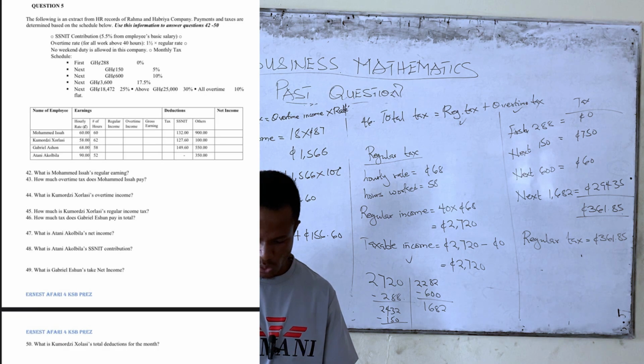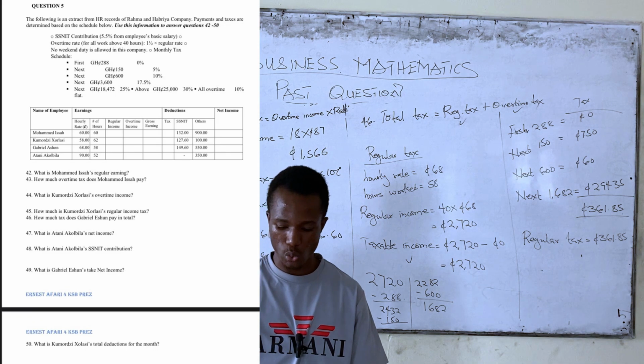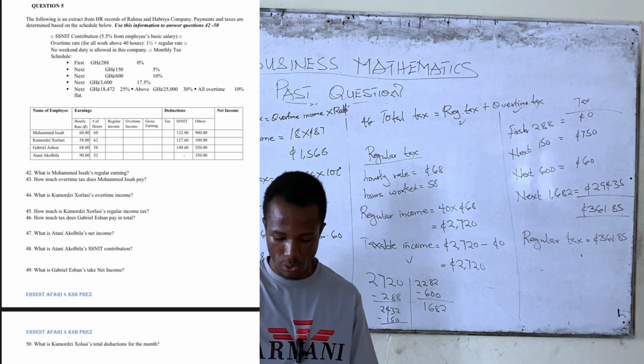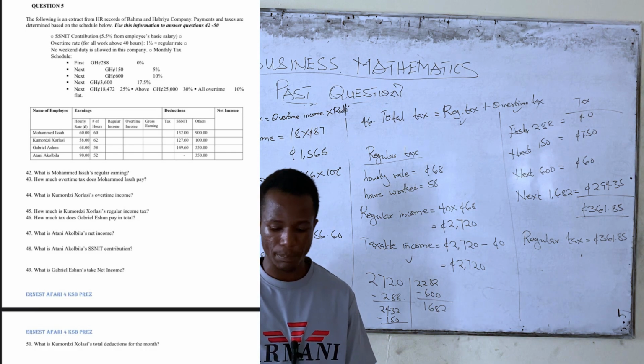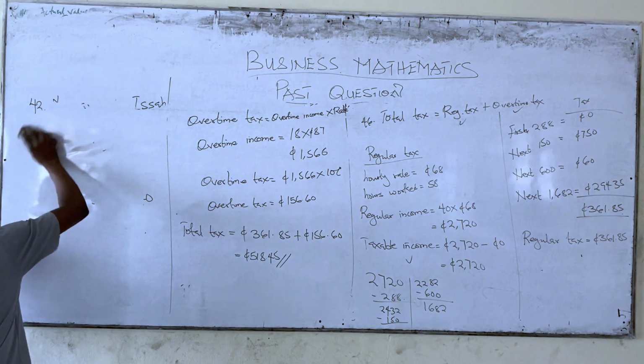Now let's check. Do we have anything about Gabriel again? Yes, we do. That is question number 49. So let's skip to question number 49. So question number 49, we are supposed to calculate the net income. So we have to get the gross income, then we take all the total deductions, then we are done. So what we are going to do here is that I can clean this part.